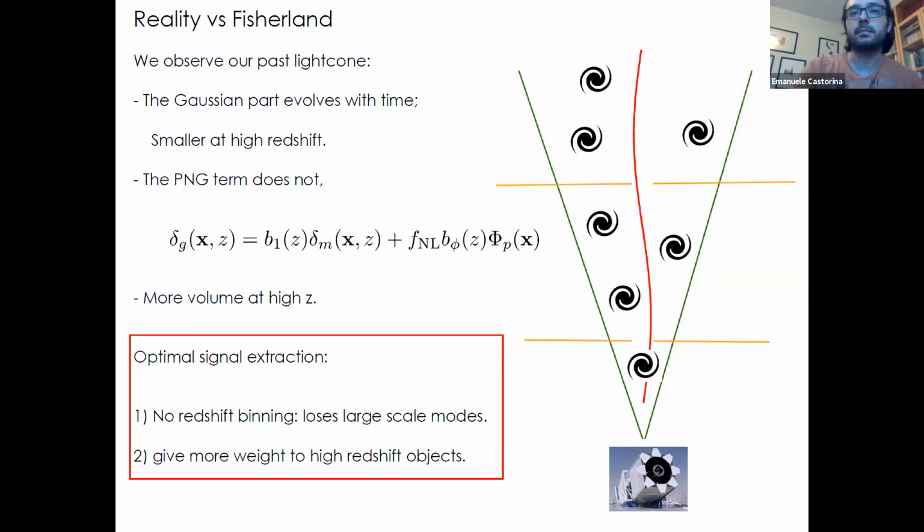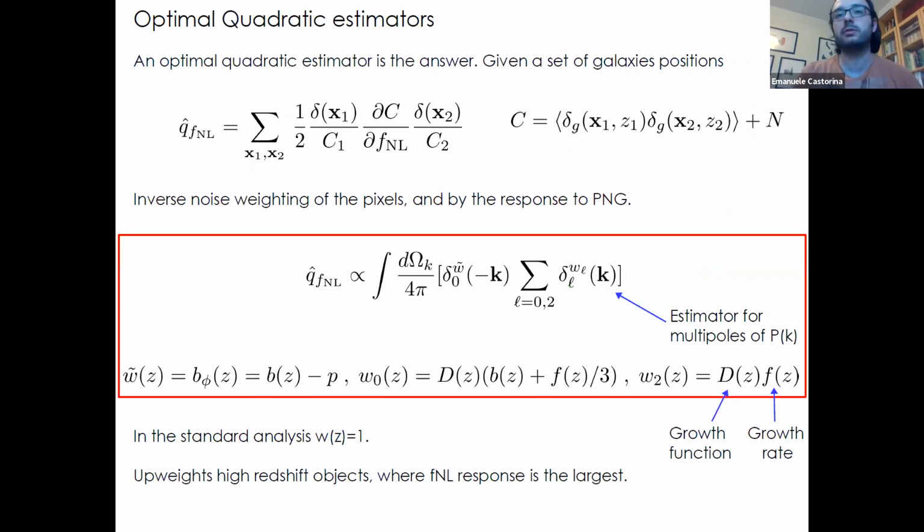So technically, there is just one simple way to do it, which is to write down an optimal quadratic estimator. Given a set of galaxy positions, delta at x1 and x2, you just need to build this estimator, which is nothing else than the sum over the galaxy positions x1, x2, weighted by the inverse covariance, and then multiplied by the response of the covariance to the presence of FNL. This is really easy to do, and automatically it tells you that you need to measure the power spectrum, which we knew is what we're going to do.